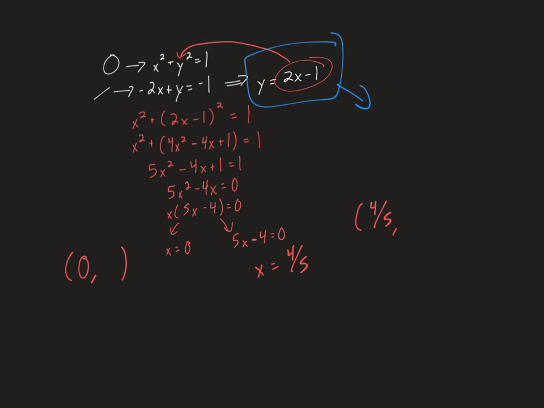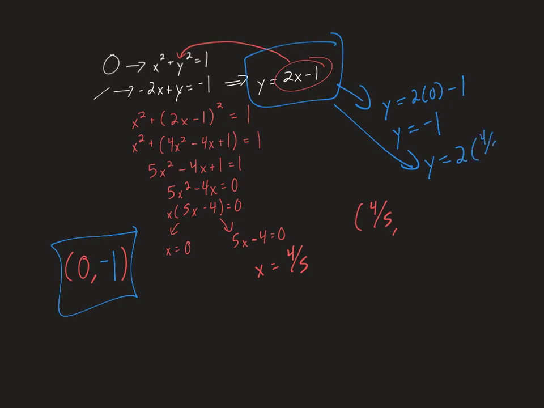So if I plug in a 0, I get y equals 2 times 0 minus 1. 2 times 0 is 0. So I get y equals negative 1. So that's one of the solutions. And then I'm going to plug in 4/5 for y, for x, sorry. So 2 times 4/5 minus 1. So that's 8/5 minus 1, that's 3/5. So y equals 3/5. So those are the 2 solutions.